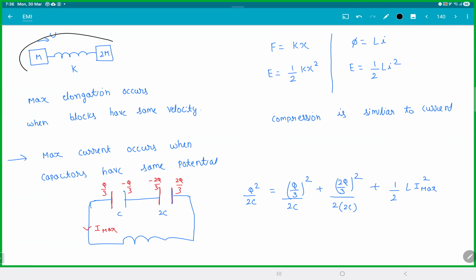So in two block problem, when do you get maximum compression? When both the blocks have same velocity. So in this question, when do you get maximum current? When both the capacitors have same potential. You get the relation there.